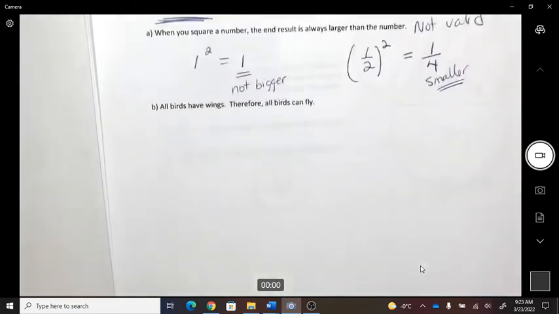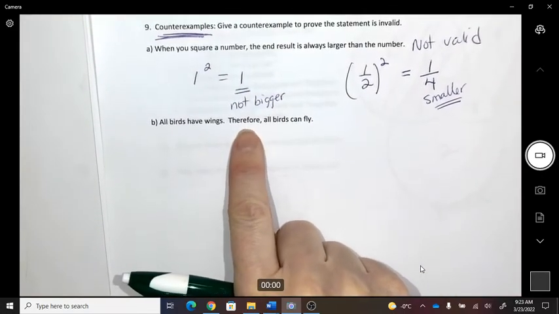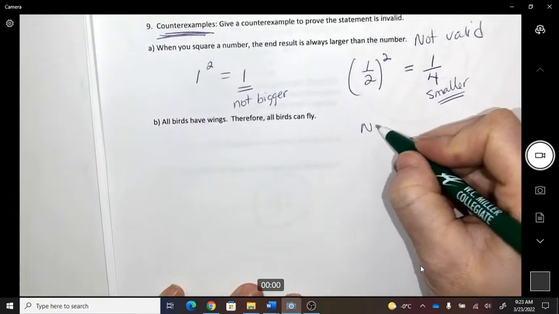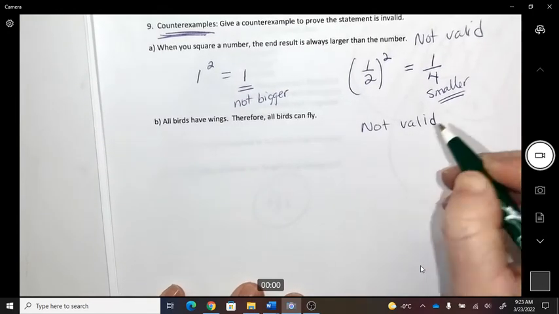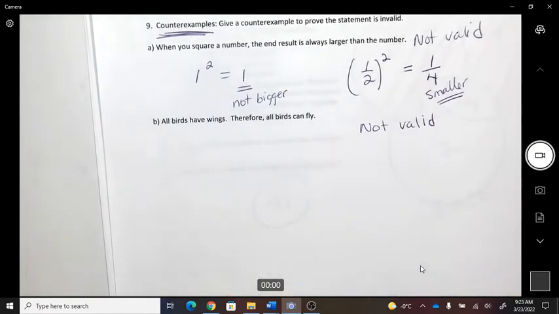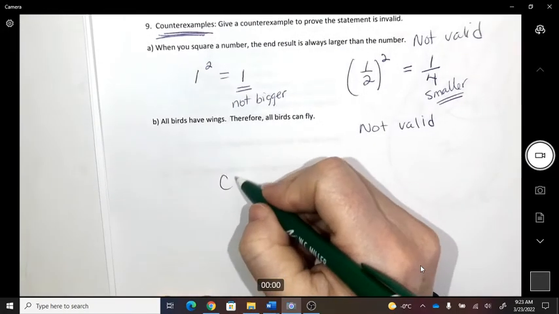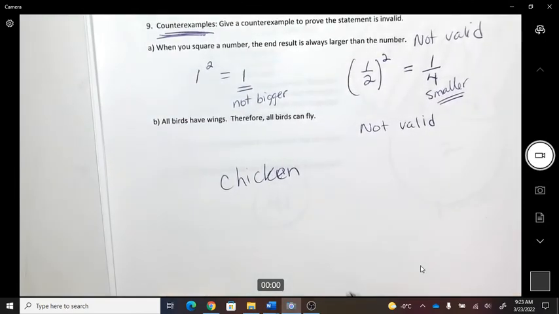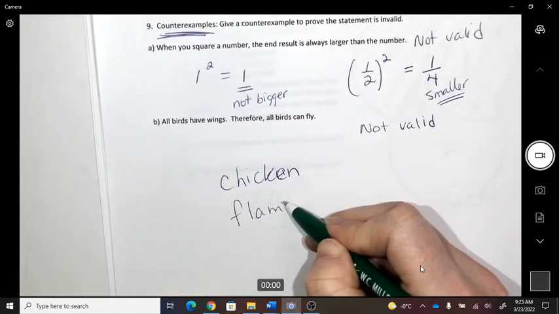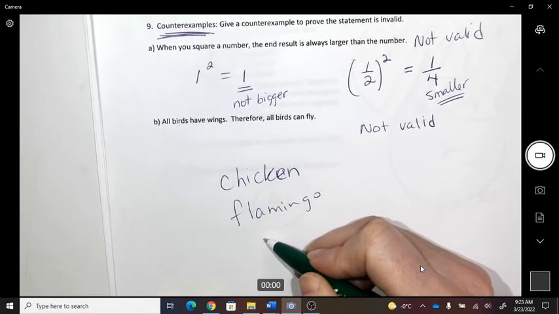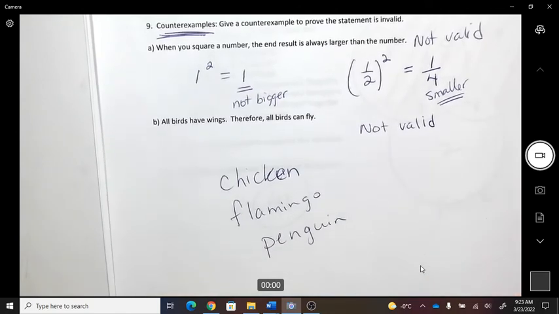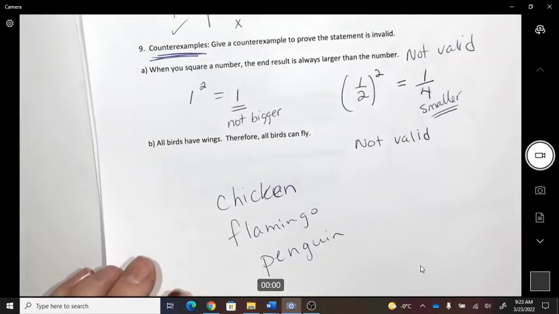Okay, B. All birds have wings, therefore all birds can fly. No, it's not true, you said? So not valid. Okay, you have to give me a counterexample though. A chicken? Anybody else know a bird with wings? Flamingos. I was thinking of penguins. They're a bird, right? Ostrich, I think, right? Can't really fly. Okay, so that's what a counterexample is.